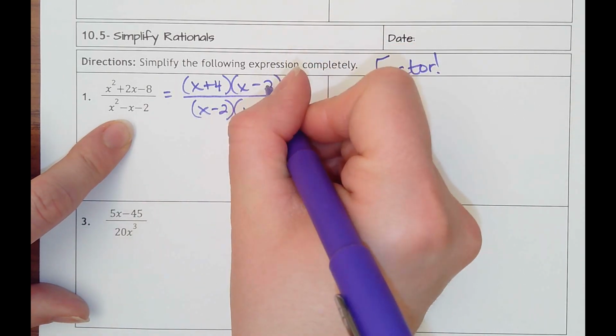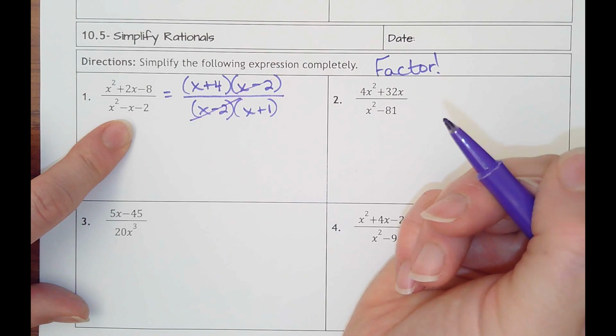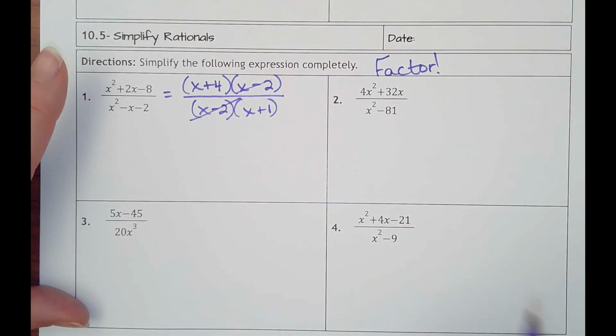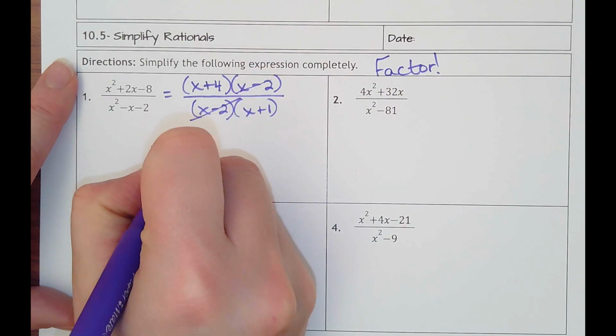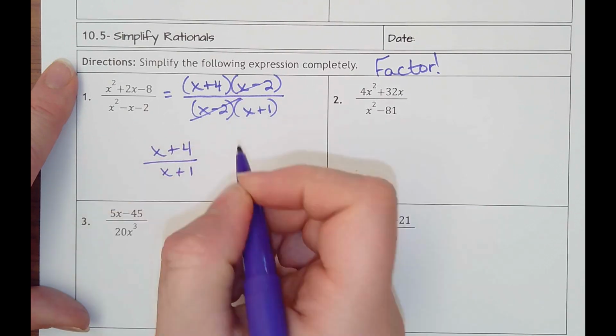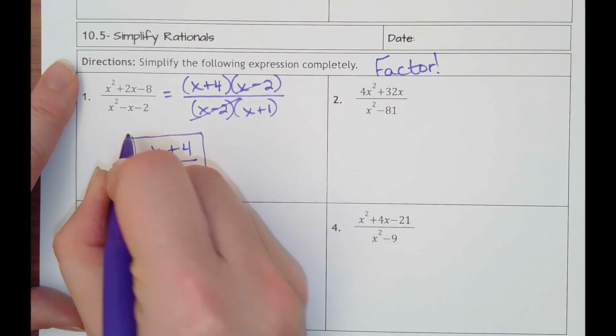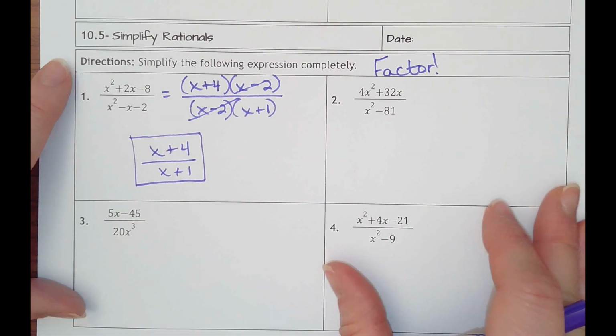So then you can see that x minus 2 is going to cancel. This divided by itself makes 1. And so I'm left with x plus 4 over x plus 1. So you're really just focusing on factoring in this lesson.